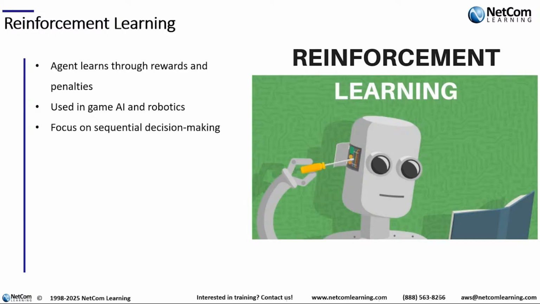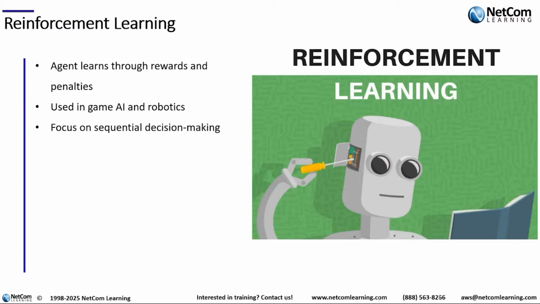Okay, and a key characteristic of reinforcement learning is that it focuses on sequential decision making. The agent doesn't just make one decision, it must learn to make a series of decisions that maximize the total reward over time. And this makes reinforcement learning ideal for environments where current actions affect future outcomes. A couple common techniques include Q learning, policy gradients, as well as deep reinforcement learning. These methods require significant computing power and are often combined with neural networks to handle complex environments.